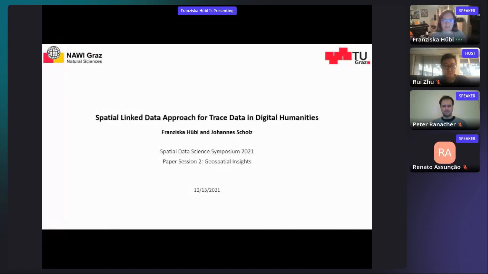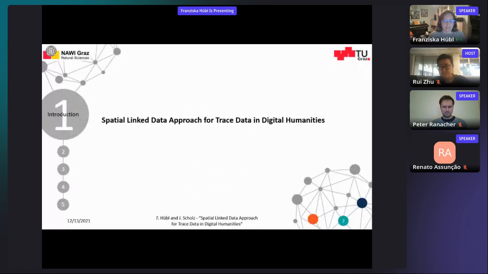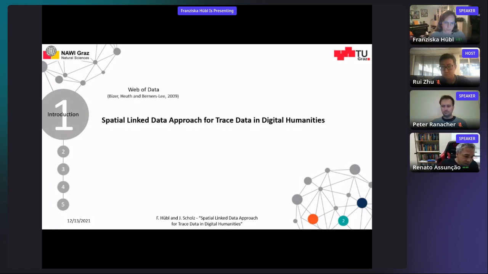So welcome to my presentation showing a spatial linked data approach for trace data in digital humanities. Well, let me give you first a short introduction to the topic. So there is a web of things in the world described by data on the web, which is defined as web of data. You might have heard of it, but it is not just about data, it is about linking the data. And by combining linked data and geoinformation, a geospatially enriched semantic web comes to existence.